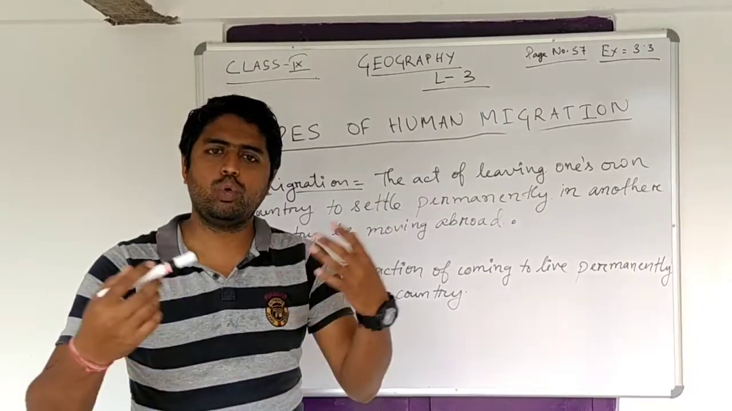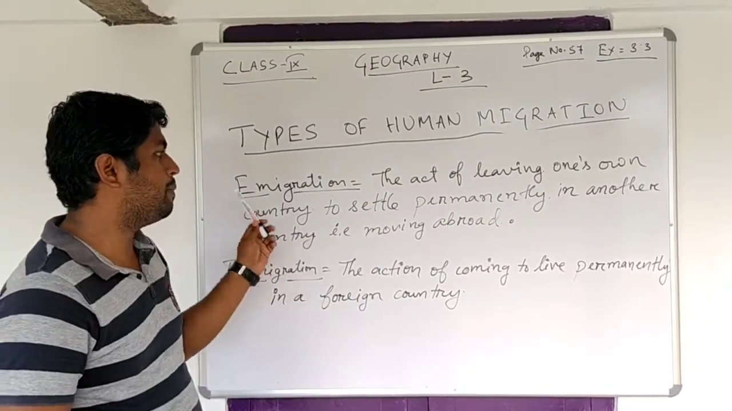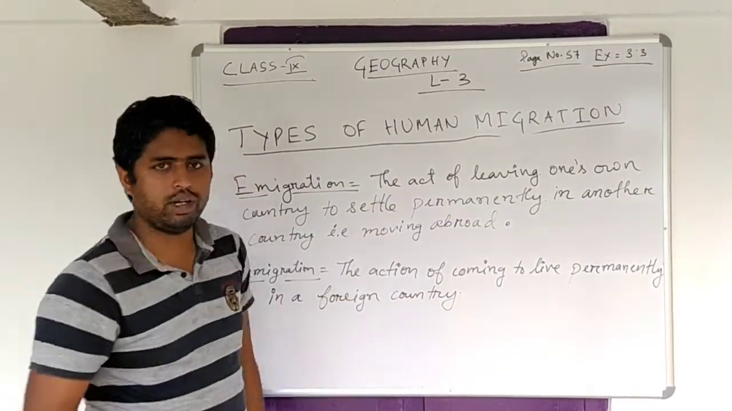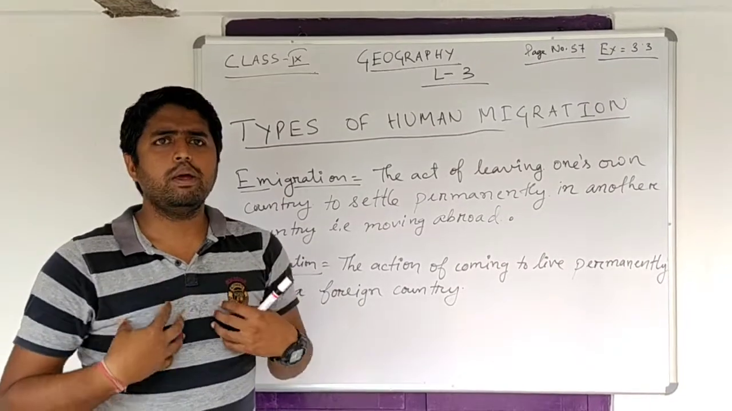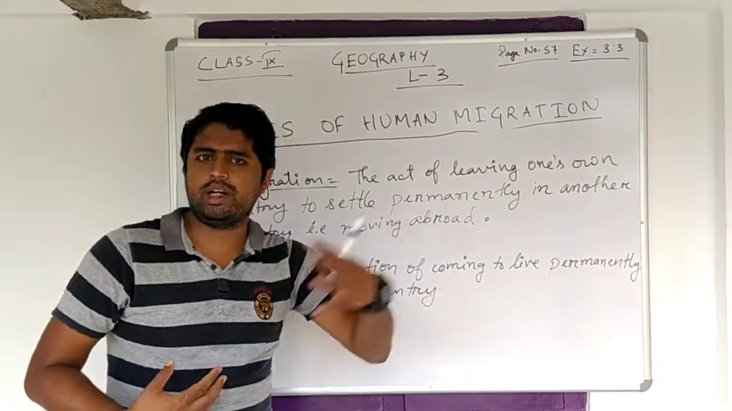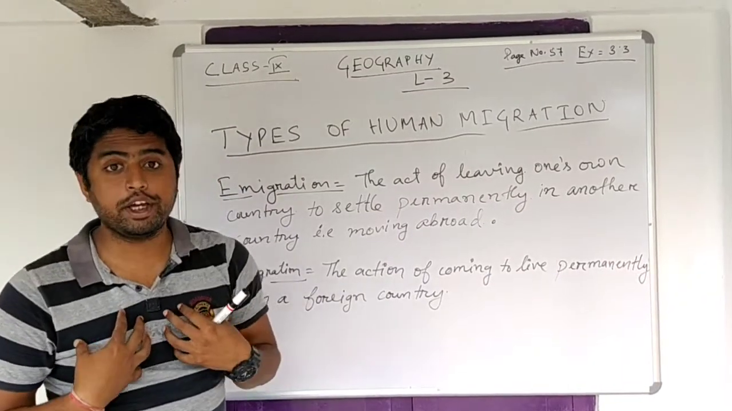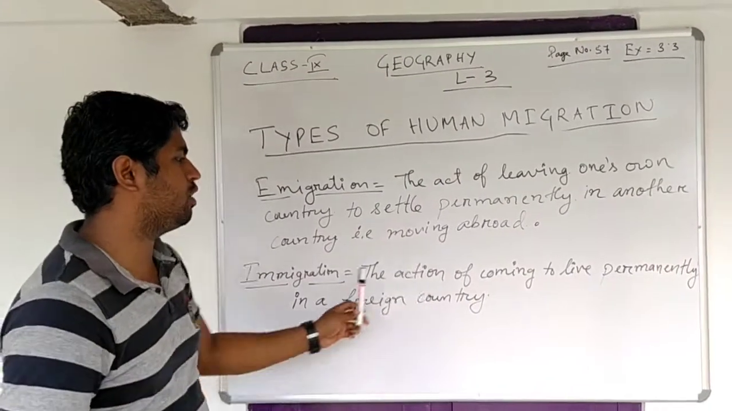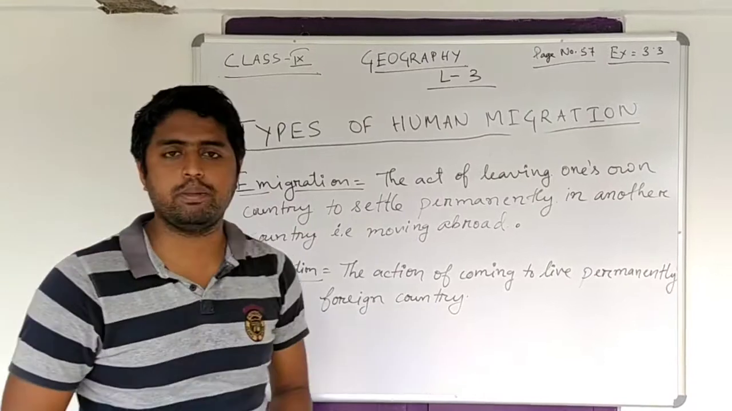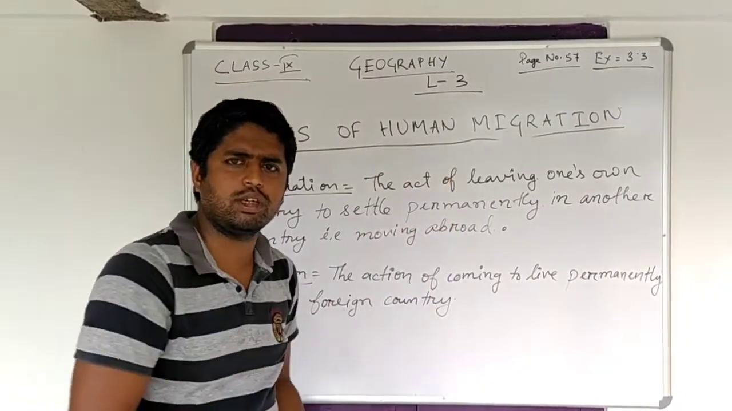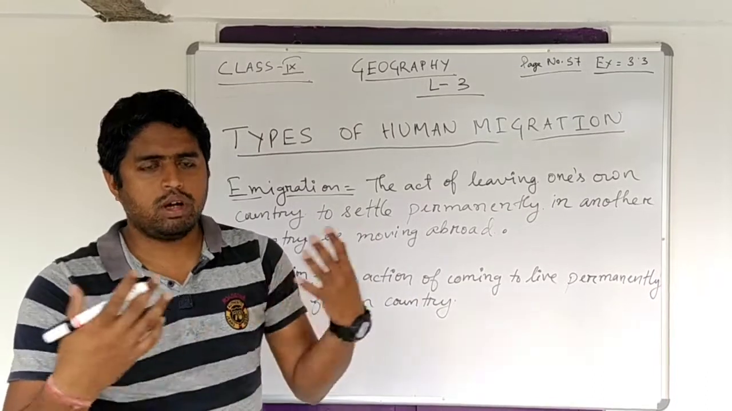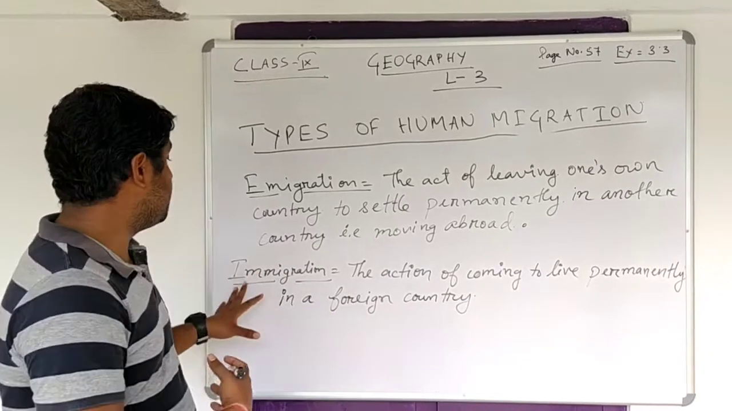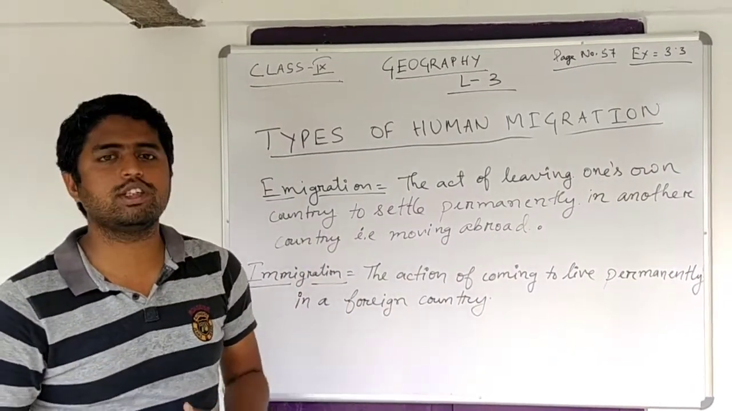Let me define it to you again. Emigration is the act of leaving one's own country to settle permanently in another country, that is, moving abroad. Whenever I move from my country and settle in another country, I may be termed in my country as an emigrant. Similarly, immigration means the action of coming to live permanently in a foreign country. When I move abroad, suppose to USA, the persons living in USA will term me an immigrant.